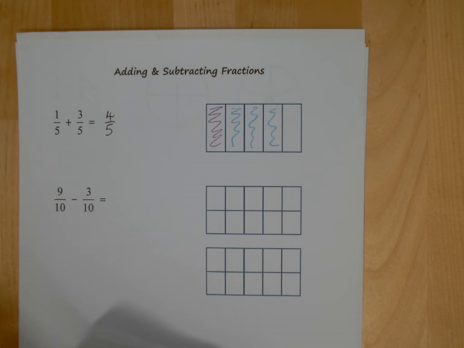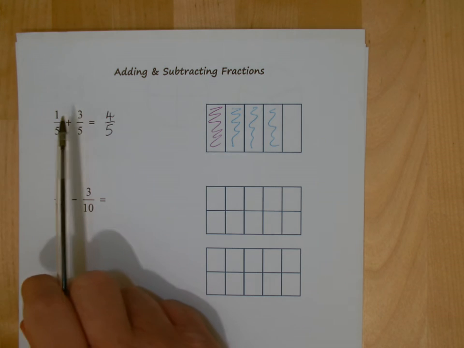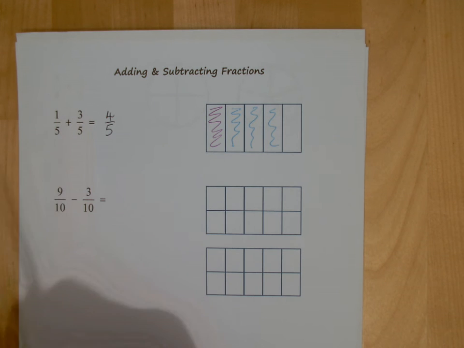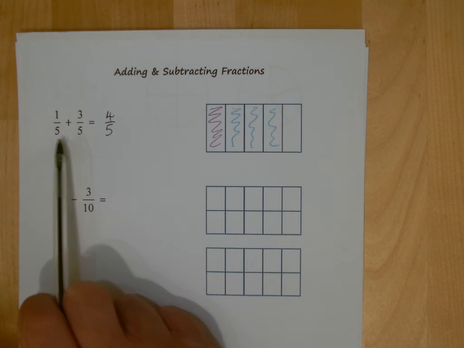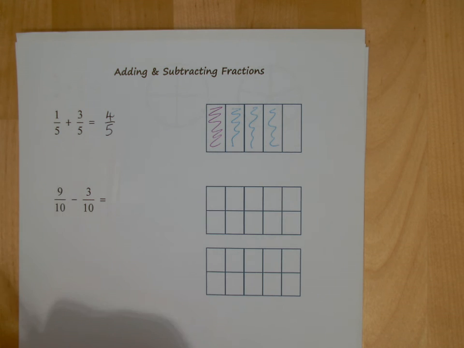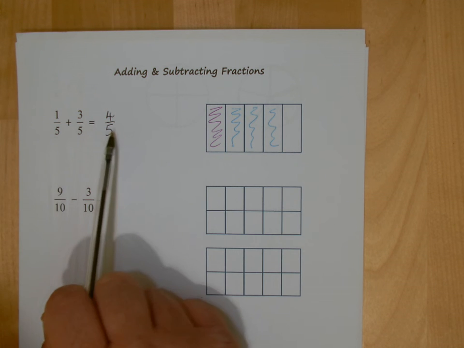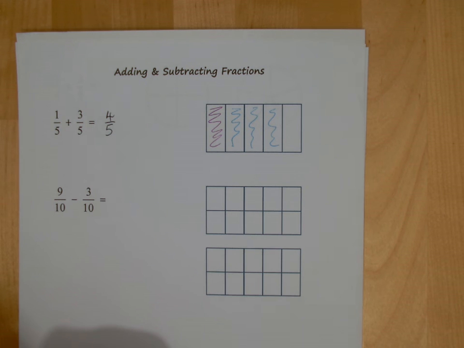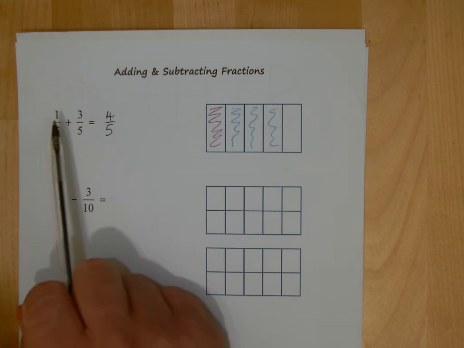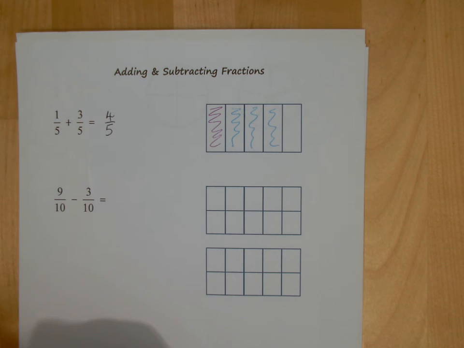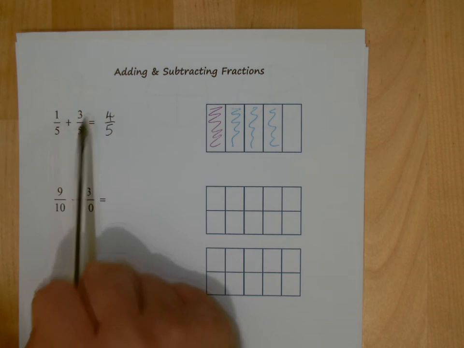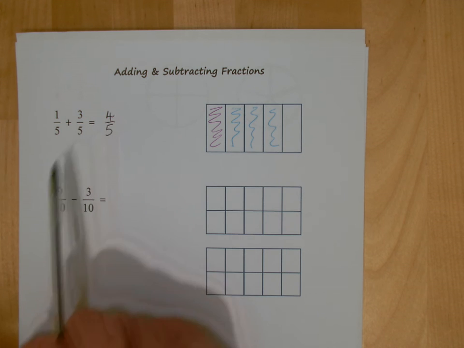So when it comes to adding fractions where the bottom numbers are the same, you quite simply add the top numbers. That's all you've got to do. Keep the 5 on the bottom as it is. So don't add the bottoms, keep it as a 5. You just add the top numbers here. So 1/5 add 3/5 is 4/5.